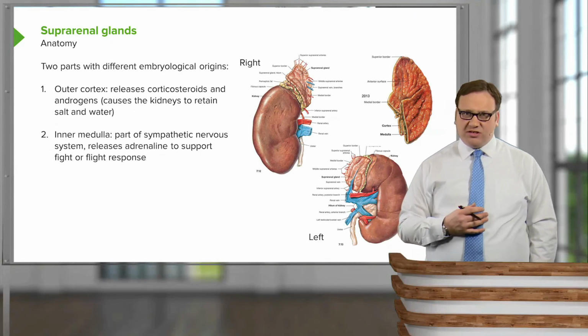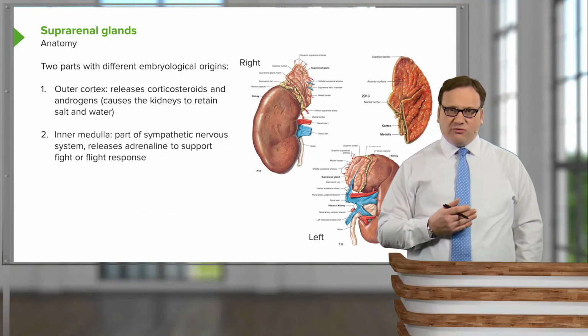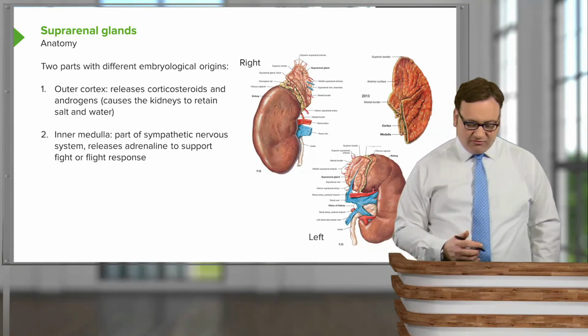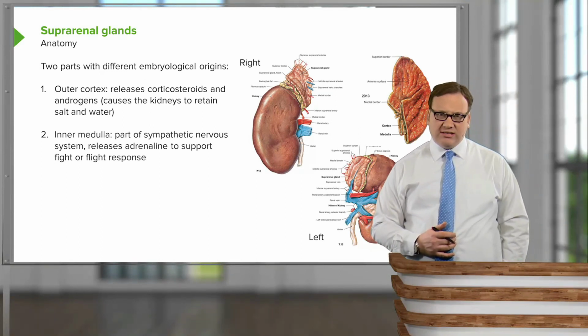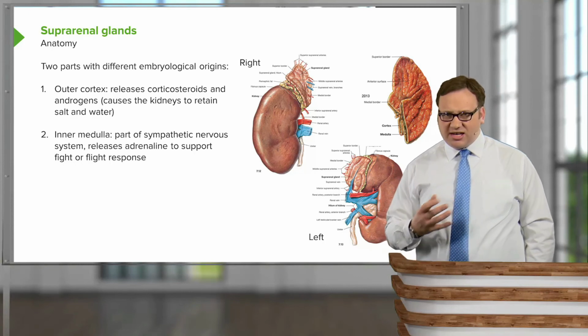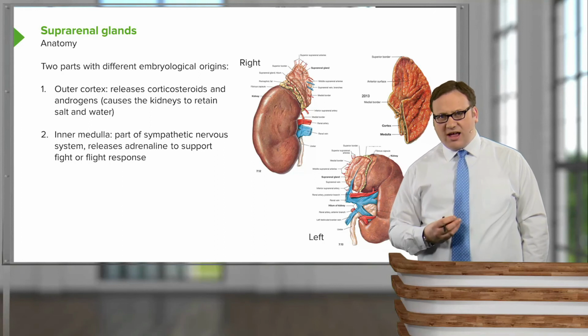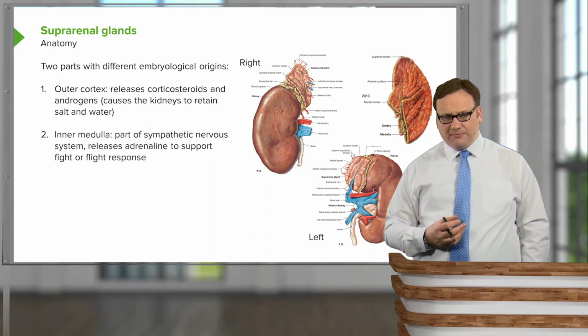There are two parts of the suprarenal glands, and they have different embryological origins. The outer cortex releases corticosteroids and androgens. This essentially causes the kidneys to retain salt and water. That's going to have the effect of increasing the blood pressure.